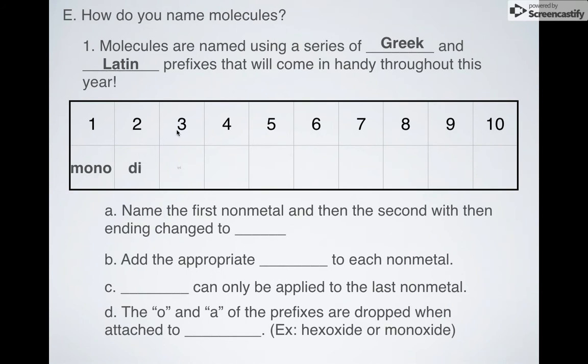2 is di, 3 is tri, 4 is tetra, 5 is penta, 6 is hexa, 7 is hepta, 8 is octa, 9 is nona, and 10 is deca. So some of these should at least look familiar to you, like triangles, pentagons, heptagons, octagons, things like that.